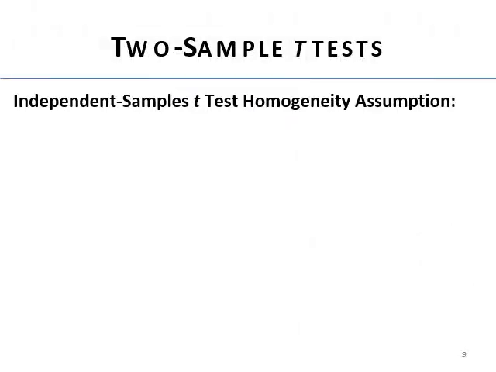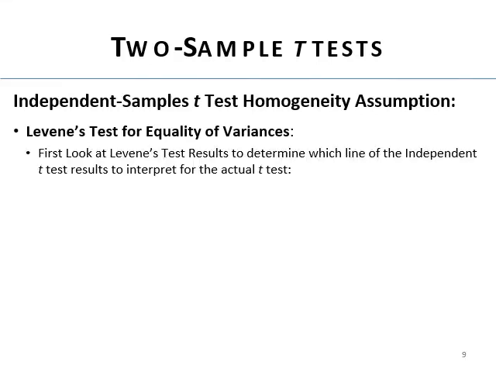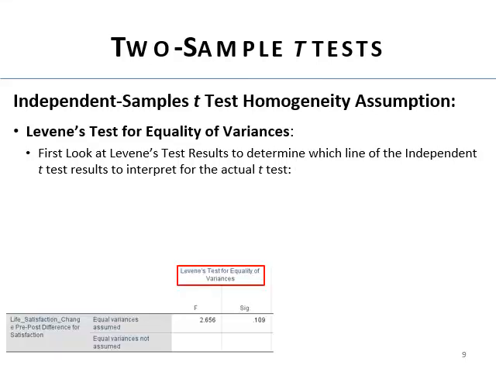All right, back to our examples. Let's actually look at how we test the homogeneity assumption using SPSS. So Levene's test for equality of variances. You first look at this test again to determine which line of independent sample t-test results to interpret for the actual t-test. So it's like a road sign. That's the way I think of it. It tells you turn left or turn right.